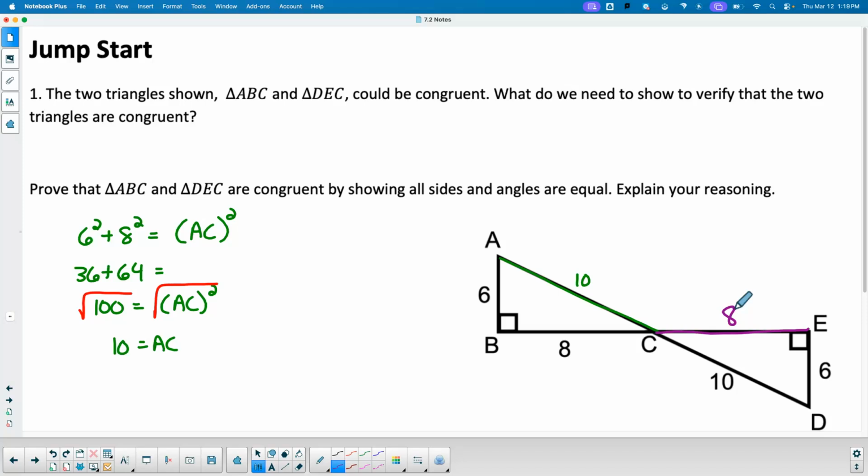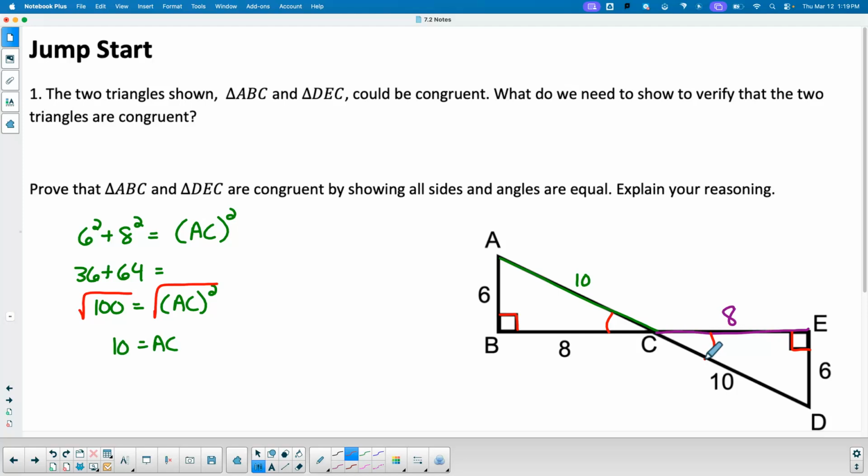Okay. All right. What do you know about right angles? They're 90 degrees. So both of these are 90 degrees, right? Are they equal? Yeah, because they're both 90 degrees. Says so with that little square in the corner. Okay. What do I know about angle ACB and angle ECD? They're vertical, so what does that mean? That means that they're equal, right?